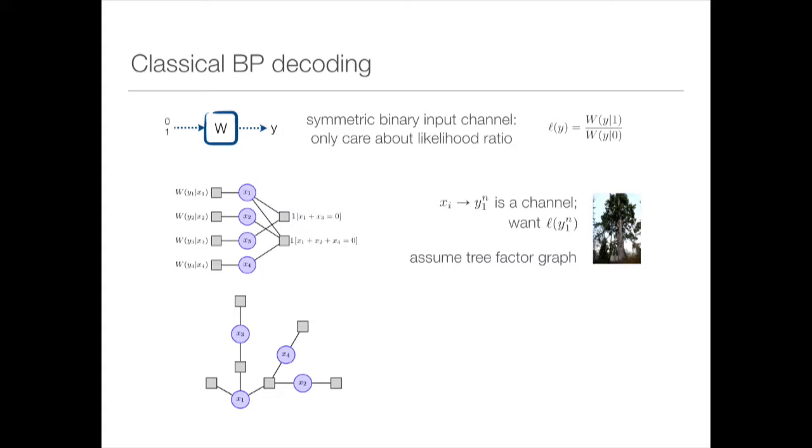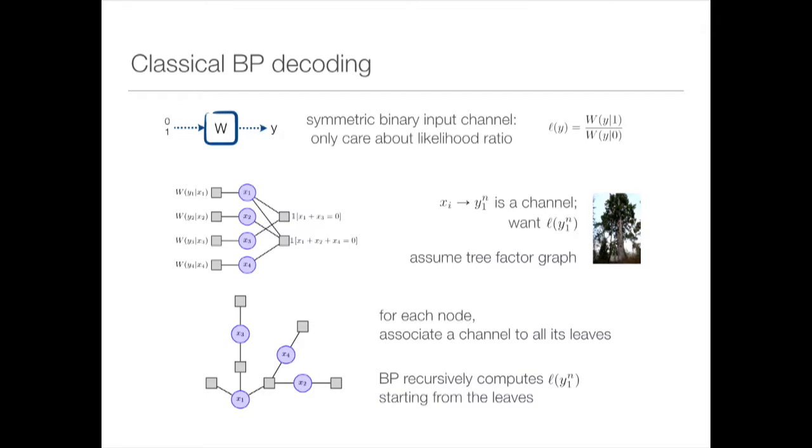So the tree just means, of course, there's only one path between any two nodes. So we can pick, in this case, I picked X1 as the root, but you can pick anything as the root. Now, the way classical belief propagation works, one way to think about it, this is not perhaps the standard way, but basically for each node in the graph, you can associate a channel from that node to all of its leaves, all of the things that it could eventually lead to at the leaf. Okay? And then what the algorithm does is recursively compute the likelihood that you want starting from the leaves.